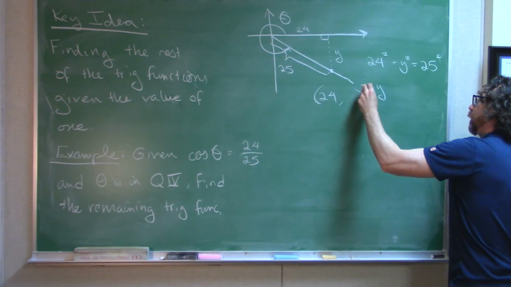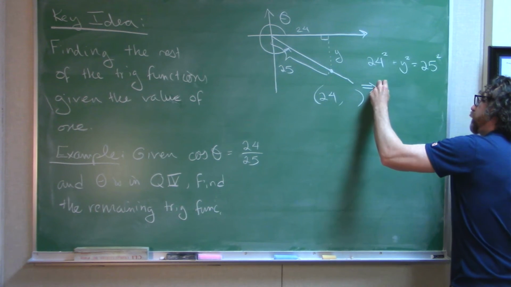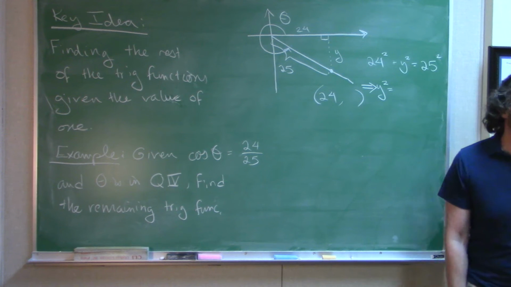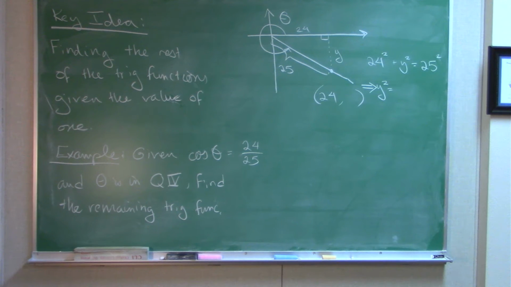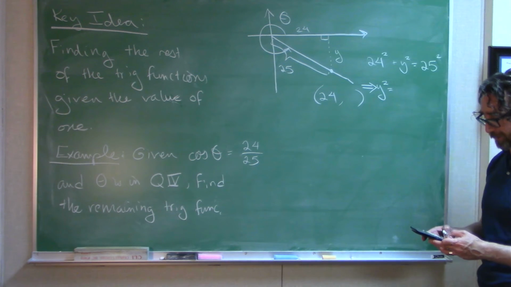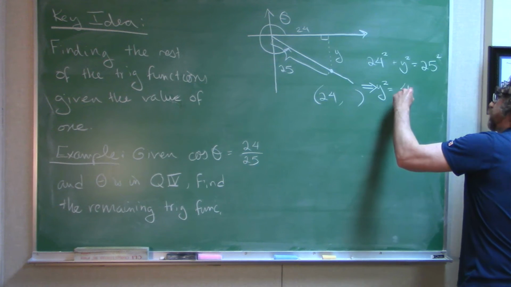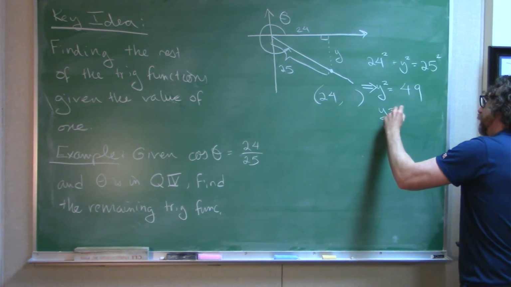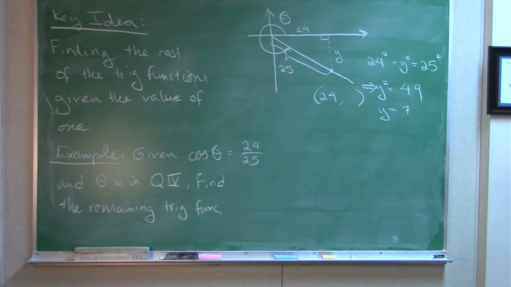So y squared, okay, I'm going to have to do some calculating with a calculator here. Those are a little big for me. Okay, 25 squared is 625, I should have known that. 24 squared is 576. So I do 625 minus 576. Oh, y squared equals 49. Y must be 7.